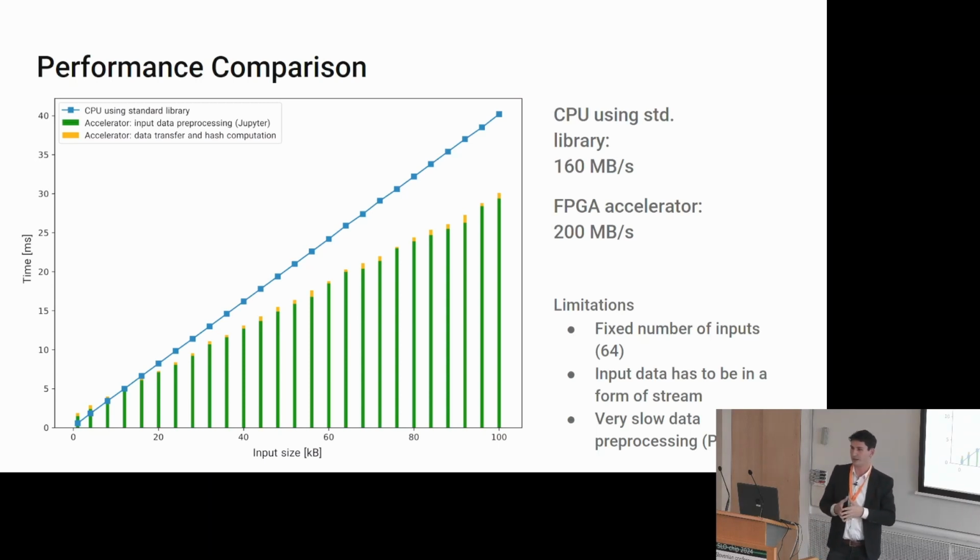But what is the bottleneck in our implementation? The bottleneck isn't the accelerator itself. The orange parts of the bars represent the speed of the calculation of the MD5 algorithm, and the green represents the input data pre-processing, which is not done on the accelerator but on the host CPU. So the host CPU is the bottleneck in our design.